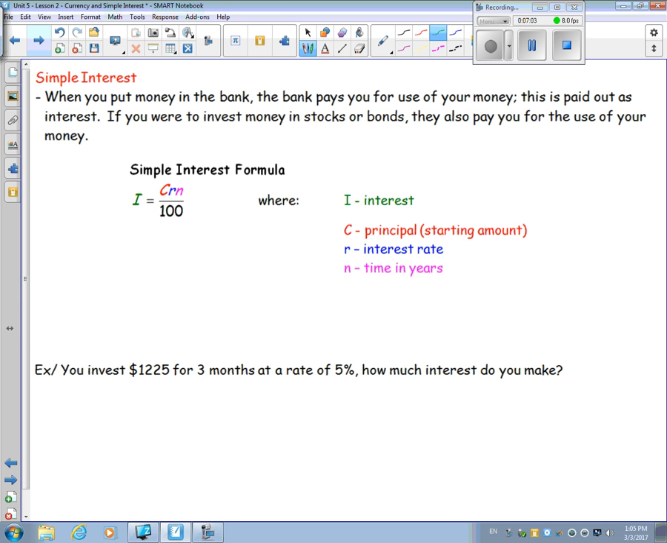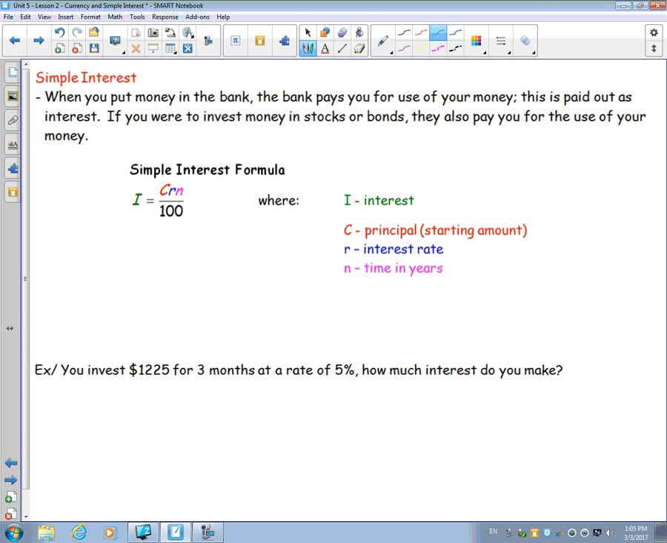All right, second idea for today, simple interest. Simple interest is the idea of we put money in the bank and it's going to pay us for leaving our money there. Or we borrow money from the bank and we have to pay the bank for borrowing their money. It's the cost of borrowing. Simple interest is one of the 2 types of interest we're going to look at. We'll also look at compound interest because that's more likely to be seen in the real world.